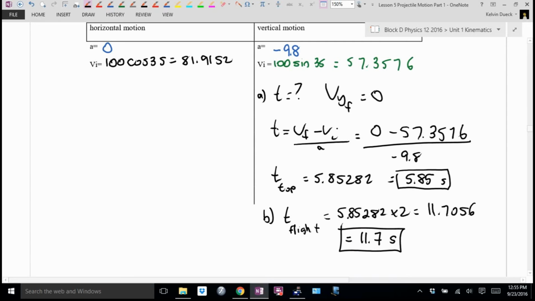Can anyone think of a way that we could have got this if we hadn't done part A first? Part A, can I find time of flight without doing part A? I can. I'll even give you a hint with this same equation right here by tweaking it.